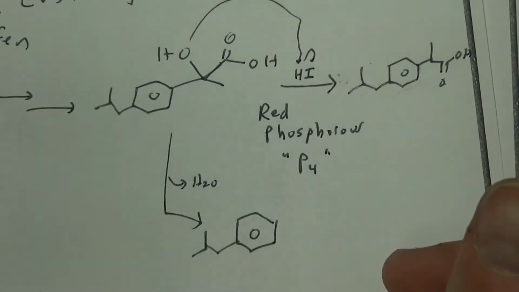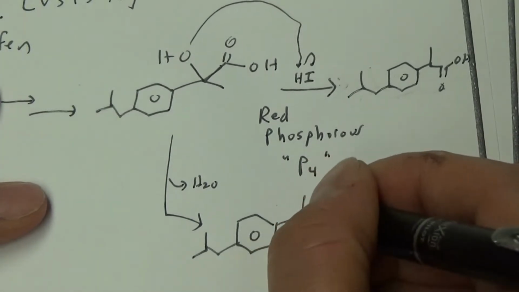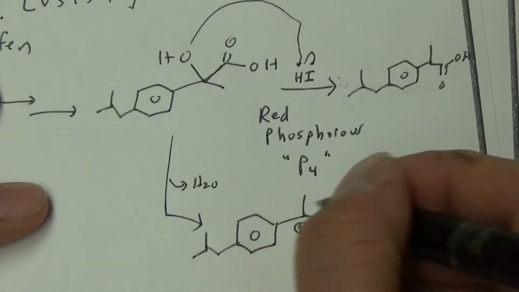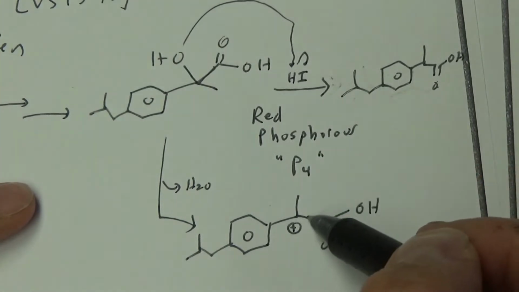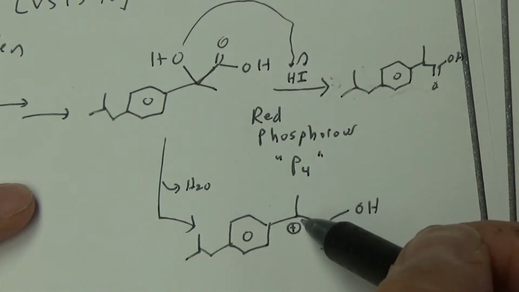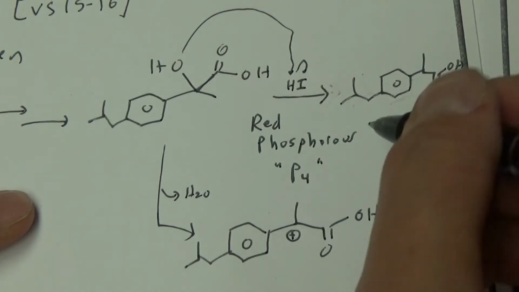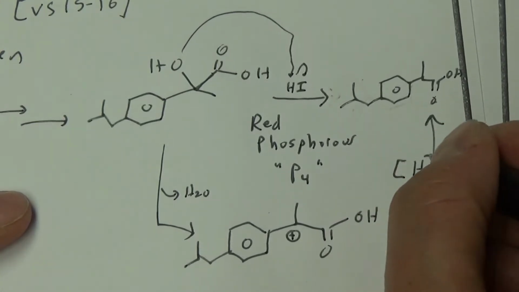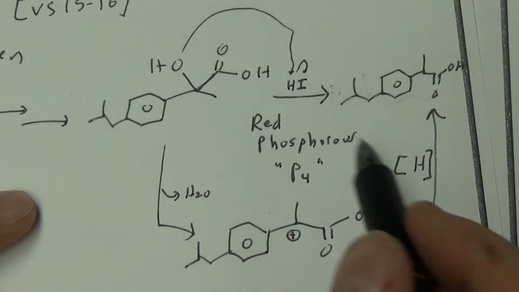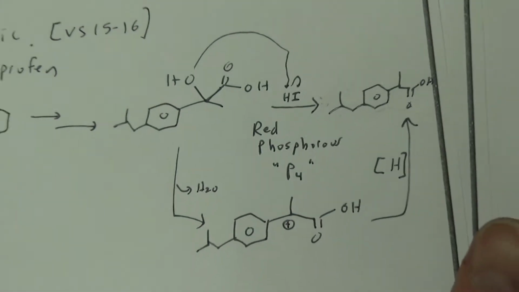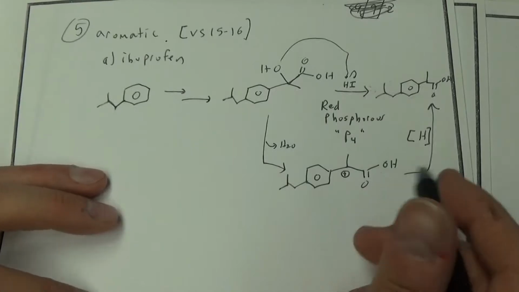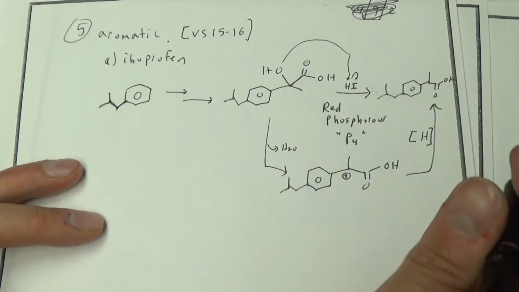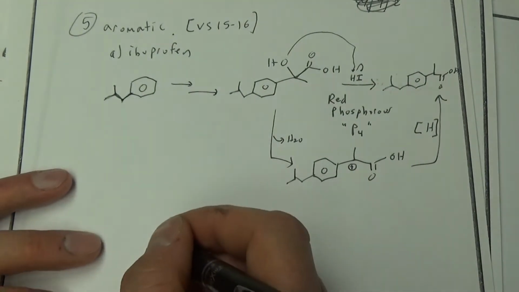Then you get isobutyl with a carbocation, and essentially red phosphorus will give this 2 electrons, and it becomes a negative charge, and then it grabs a proton from water or something. So this gets reduced. H means reduction, so red phosphorus acts as a reducing agent.